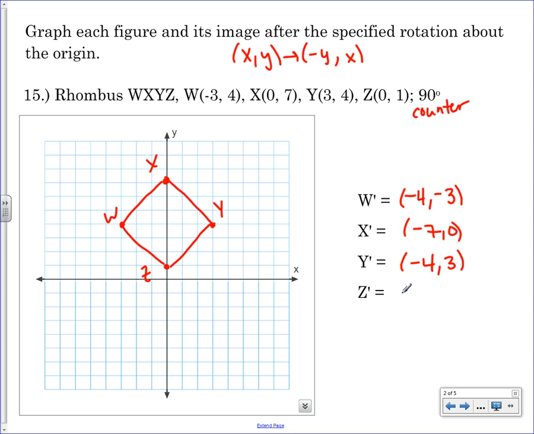-4, 3. Very good. Z prime? -1, 0. If, for instance, the 0 was the one we were supposed to take the negative of, what would we write? It's just 0, right? We don't write -0. That's weird. Okay, so let's go ahead and graph those and label them.